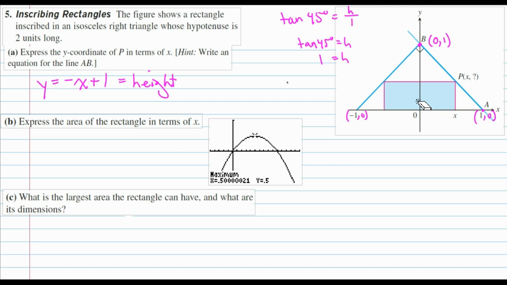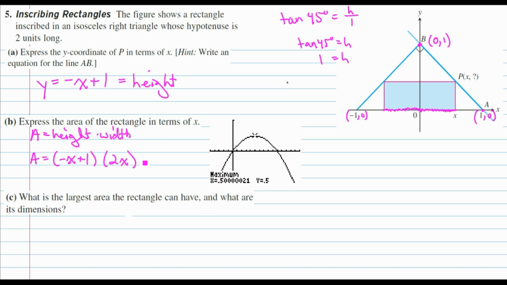Part B, express the area of the rectangle in terms of x. So area equals height times width. We've already got the height, that y-coordinate we came up with. Now we just need the width. Our rectangle is centered on the y-axis. I'm looking for the distance from the y-axis, which is x. Depending on what x I plug in, it's still going to be the x-coordinate. So the rectangle, luckily enough, is just twice the distance from the y-axis to that x-coordinate, so 2x. So the area is going to be that -x plus 1 and then times 2x.